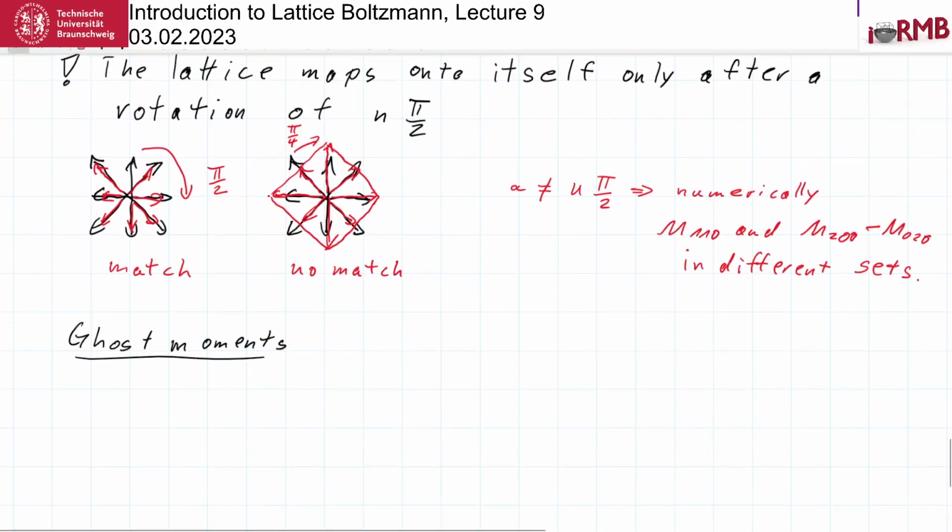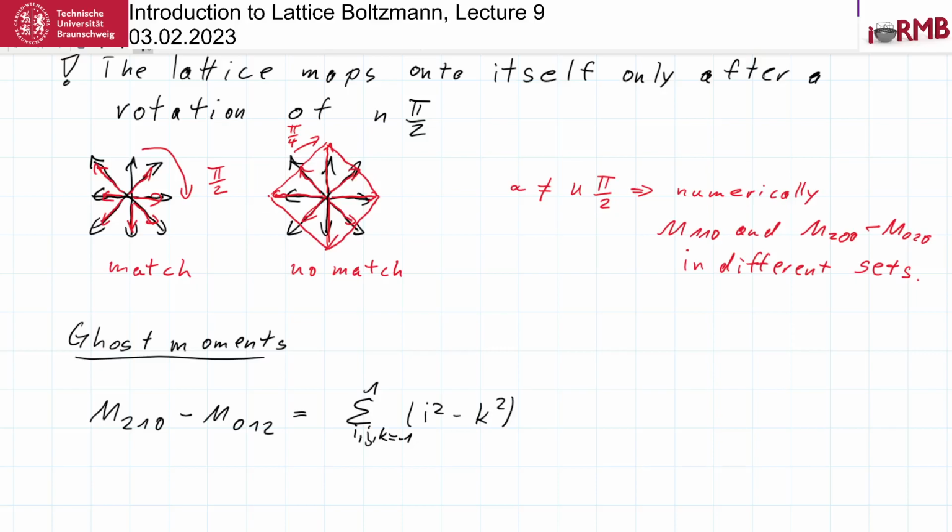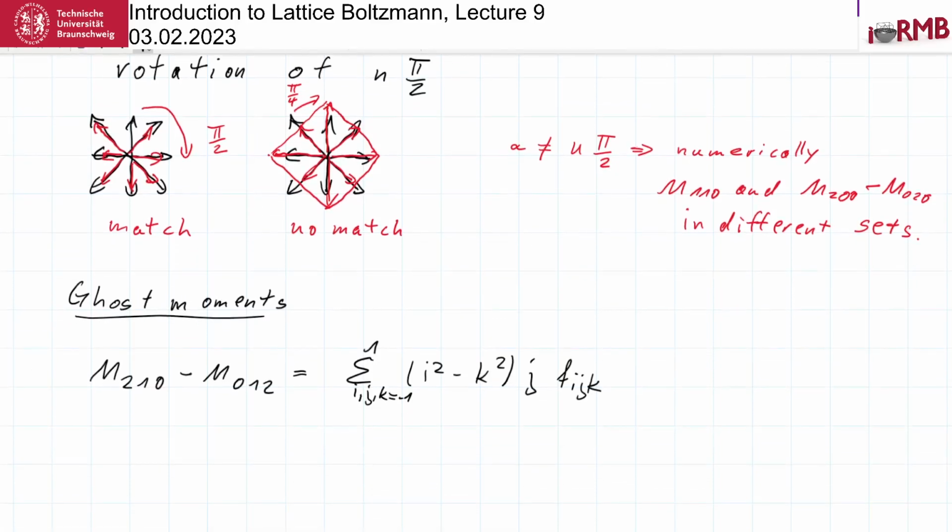The ghost moments. So for example, let's take the moment M210 minus M012. So this will have the definition: the sum over ijk from minus 1 to 1 of i squared minus k squared times j, times f_ijk. So I'm not writing everything, I'm just writing the result.